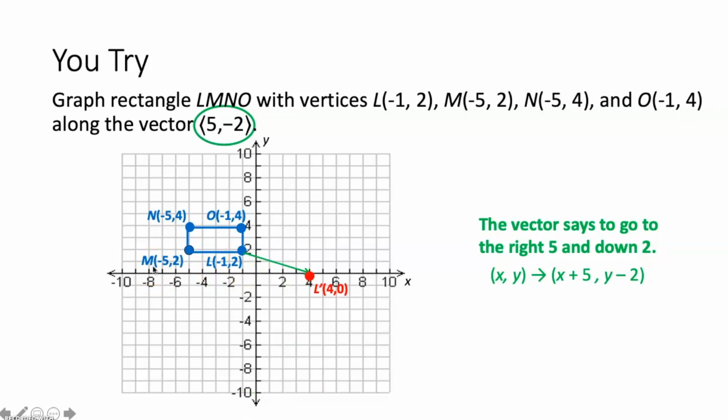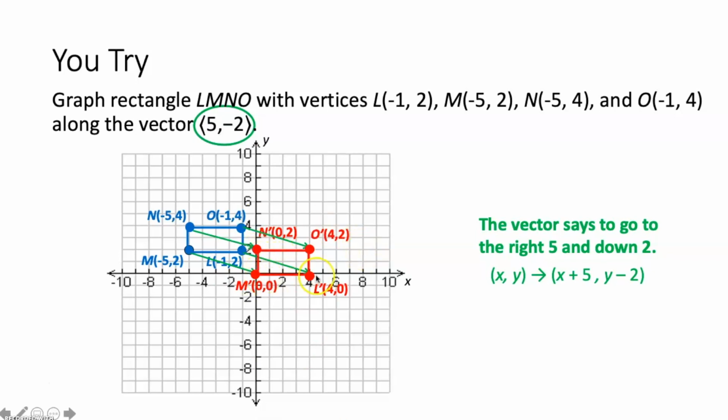M prime, if I want to find M prime, I take point M and I add 5 to my x-coordinate, I get 0. Subtract 2 from my y-coordinate, I get 0. So M prime is going to be at the origin, 0, 0. If I want to find N prime, I go ahead and add 5 to the x-coordinate. 5 plus -5 is 0. And then I subtract 2 from my y-coordinate. 4 minus 2 is going to give me 2. So 0, 2 is where I'm going to find N prime. And then O, I take -1, add 5, and I get 4. I take 4 and subtract 2, and I get 2. So 4, 2 is where O prime is going to be.